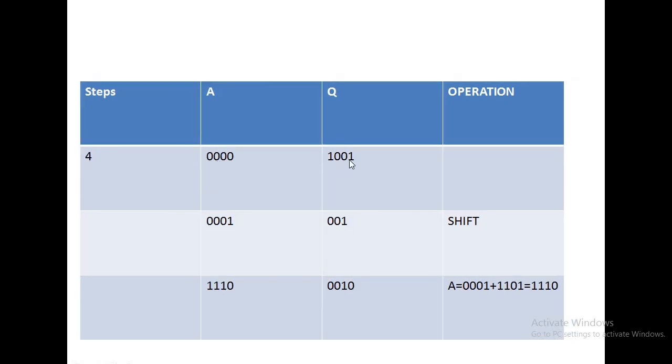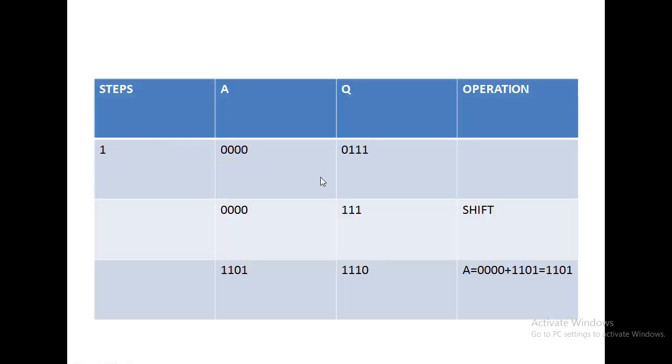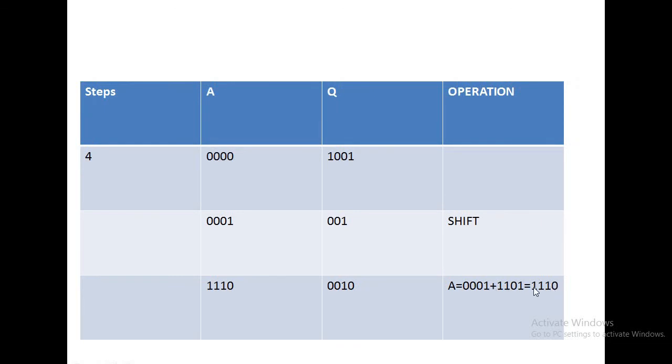Again 0001001. This is step 4. Perform the shift operation: 0001001. Since sign bit of A, MSB bit of A, is 0, A is equal to A minus M. That is the same as A is equal to A plus 2's complement of M. So 0001 plus 2's complement of M, which is 1101. So the result is 1110. So A value is 1110. Since MSB bit of A is 1, Q0 value is changed to 0.